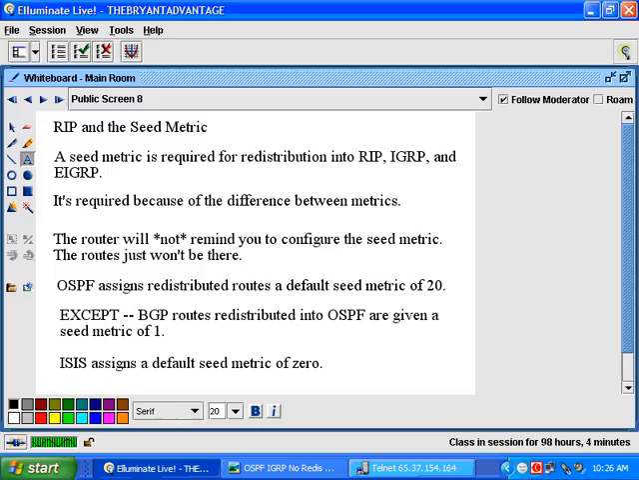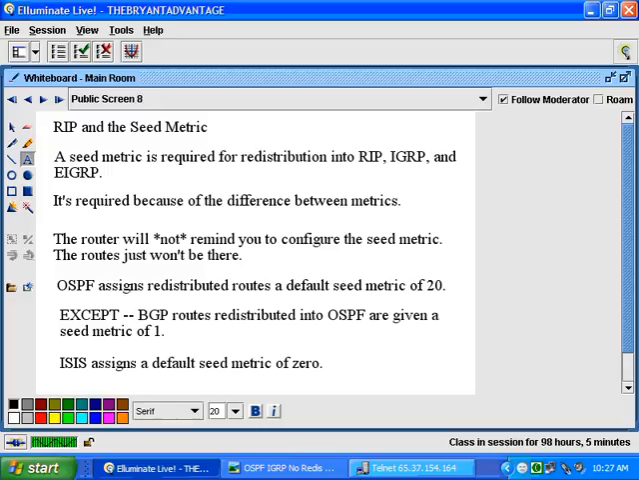So what we're going to do is configure a seed metric at the time of redistribution, and what this serves as, it's a beginner metric. You're putting the route into RIP and saying, I'm going to give you a metric that you understand. And you could set it for 1 or 2, 3. It's not rocket science as far as what you set the seed metric to, it's just that you have to set one.